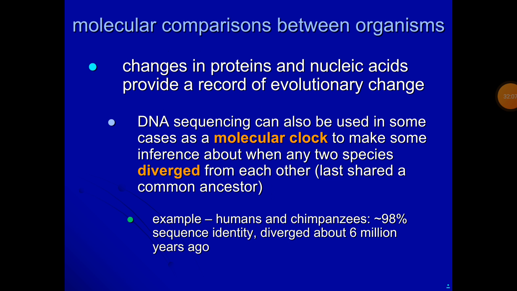DNA sequencing can also be used in some cases as a molecular clock to make some inference about when any two species diverged from each other, that is, last shared a common ancestor. Example: humans and chimpanzees have 98% sequence identity and diverged about 6 million years ago.